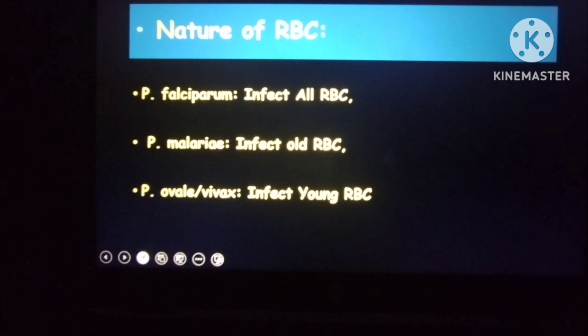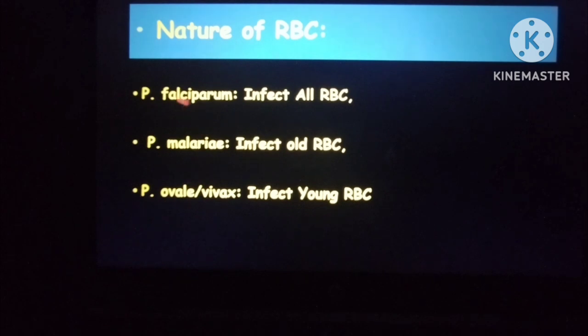Next, what is the nature of RBC affected? Falciparum will affect all RBCs. You can remember it like fall-all, so all RBC. Again, you can remember ovale and vivax like Ovia, so they affect young RBC. For malariae you want to remember old RBC.